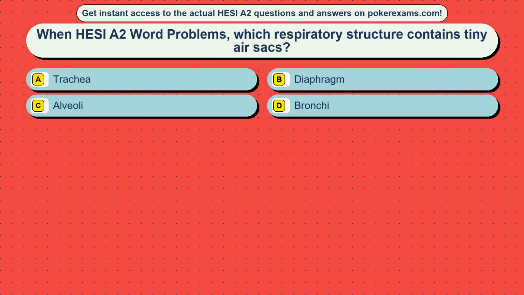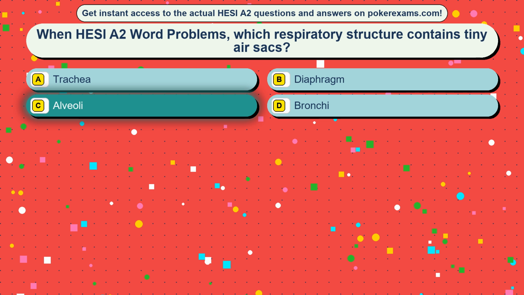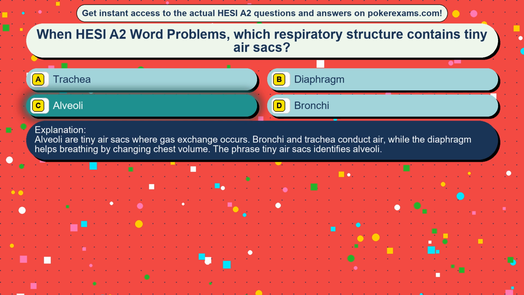Question 39. When HESI A2 Word Problems, which respiratory structure contains tiny sacs? Option A, trachea. Option B, diaphragm. Option C, alveoli. Option D, bronchi. The correct answer is option C, alveoli. Alveoli are tiny air sacs where gas exchange occurs. Bronchi and trachea conduct air, while the diaphragm helps breathing by changing chest volume. The phrase tiny air sacs identifies alveoli.